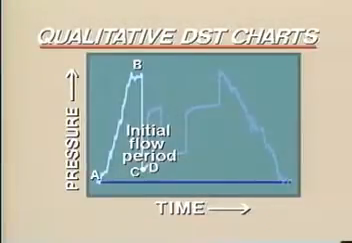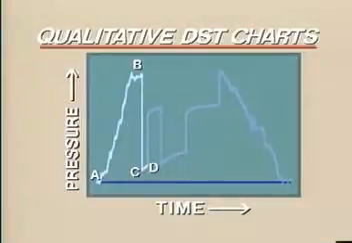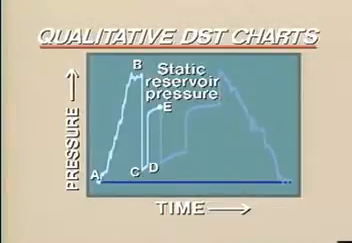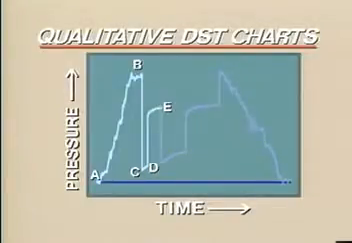The tool is then closed and the initial shut-in period, with a duration of 30 to 60 minutes, takes place from D to E. Surface indications of flow cease. The pressure builds up, approaching the static reservoir pressure at point E without the effect of supercharging.